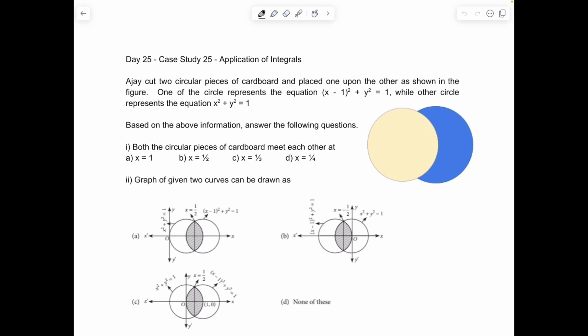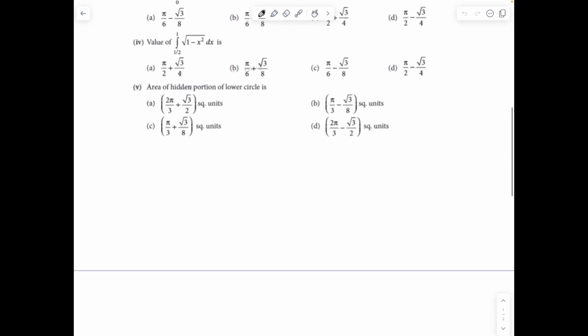First subdivision: both the circular pieces of cardboard meet each other at. In this question, we have to give the point of intersection of the two circles. So let's take both the equations and solve them algebraically.